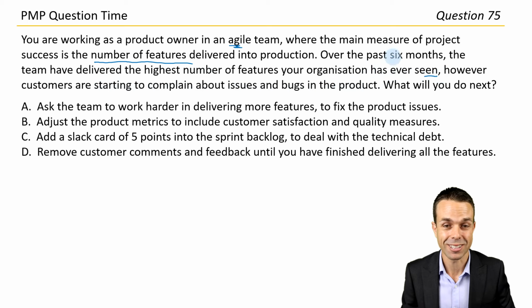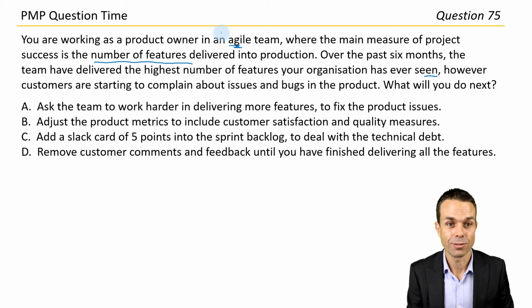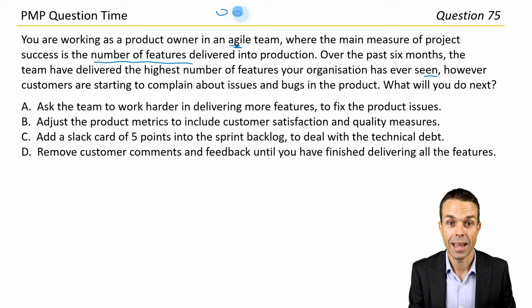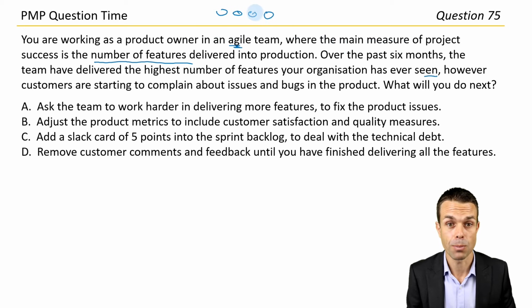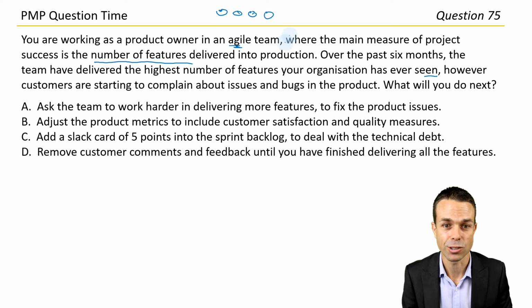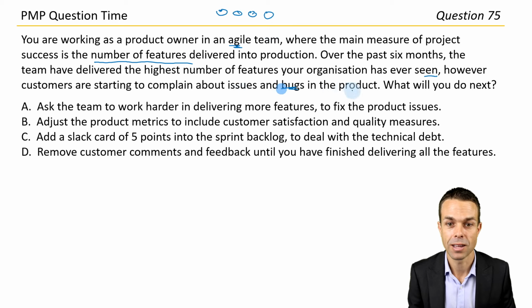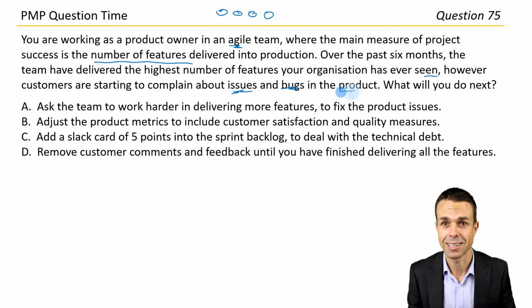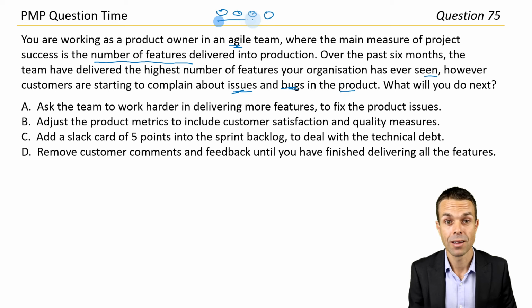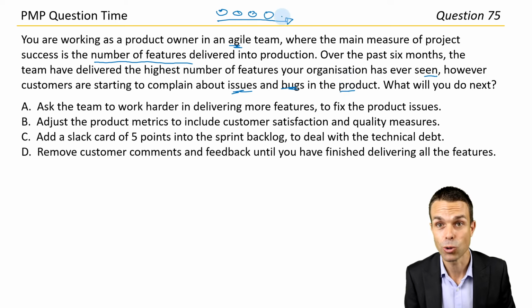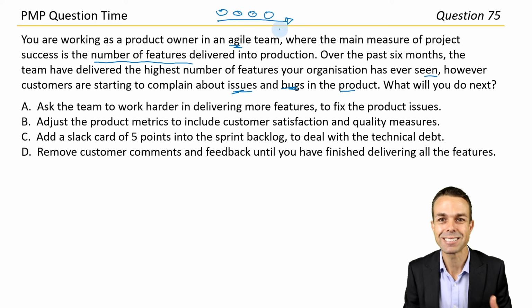This is super interesting, actually. So our measure of success is the number of features. And so what does the team do? They deliver as many features as they possibly can, but at the cost of everything else, by the sounds of it, because now we've got bugs and we've got issues and all of these things. So it's actually not the best quality product. However, we are meeting our success measures. We're moving quickly. So how do we fix this, or how do we help this? What will we do next?